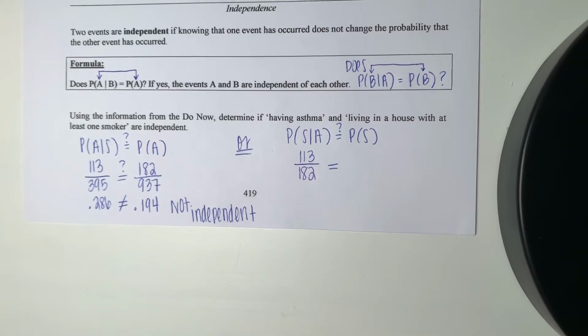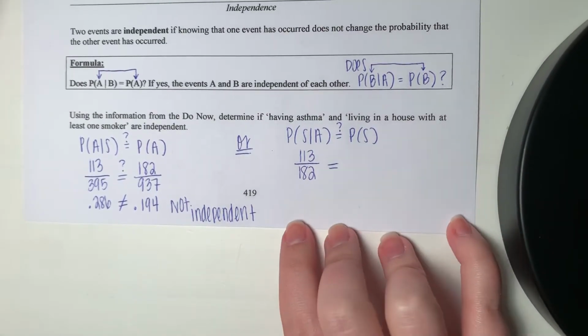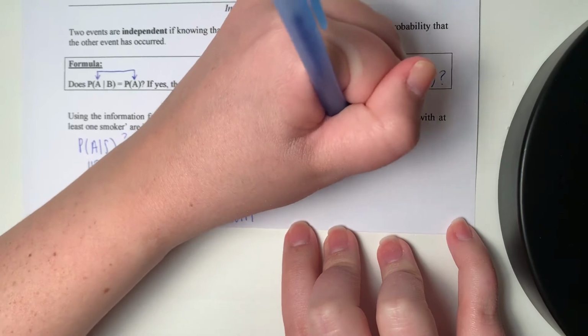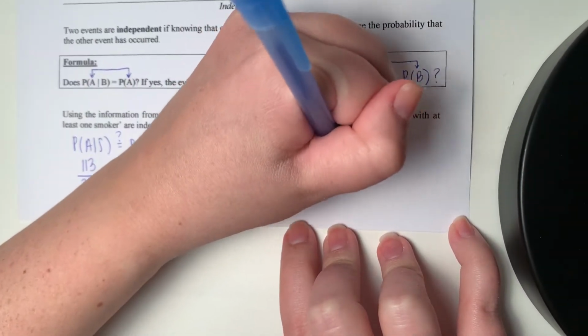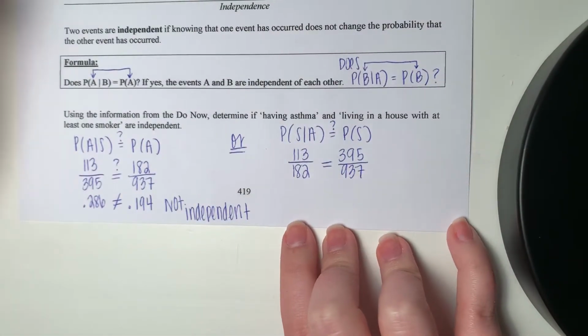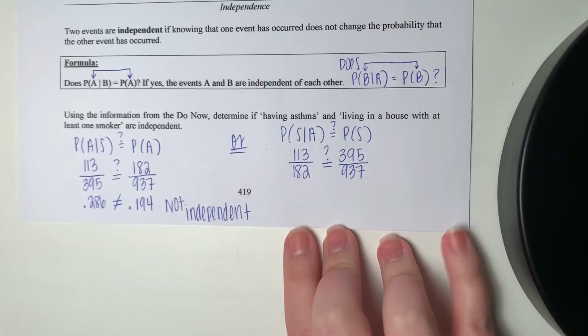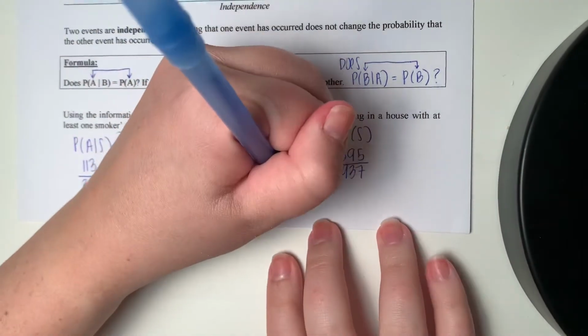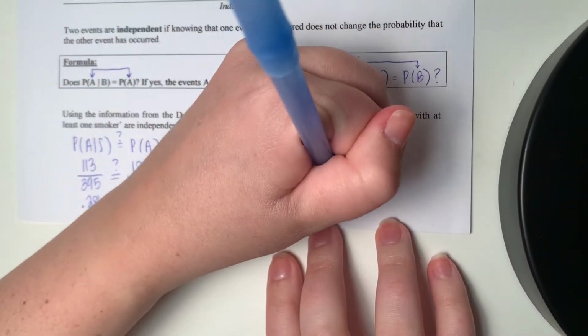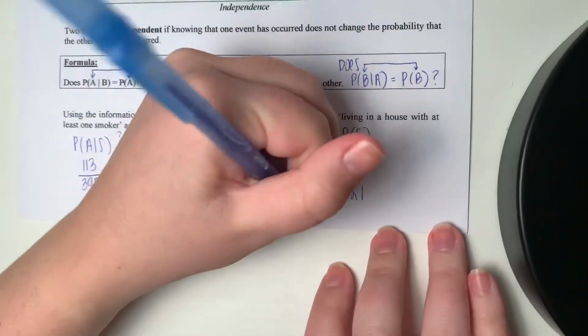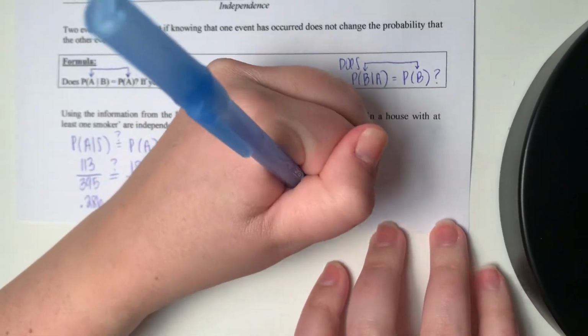Well, the total number in the S column is 395 over the total number of people being surveyed, which is 937. I want to know, are these two things equal? And we end up getting 0.621 is not equal to 0.421. And again, these are not independent.